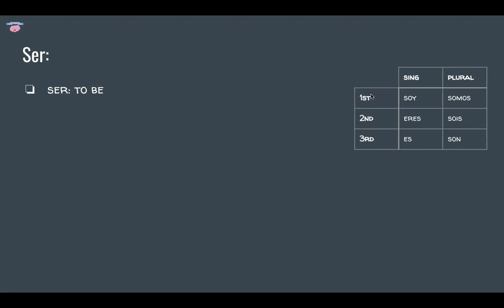For example, as we talked about subject pronouns and verbs, the first person singular would be I, or yo in Spanish. So it'll be yo soy. Tú eres. Él, ella, usted es. Nosotros somos. Vosotros sois. Ellos, ellas, ustedes son. So this is the conjugation.